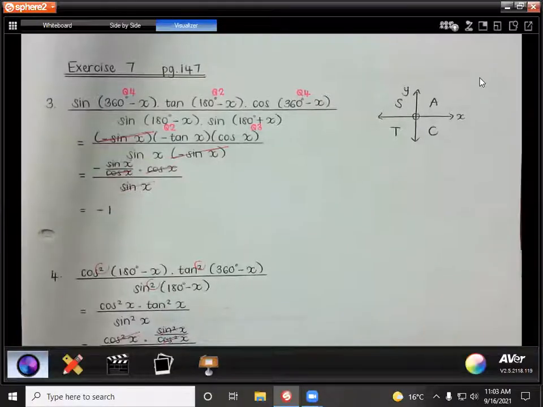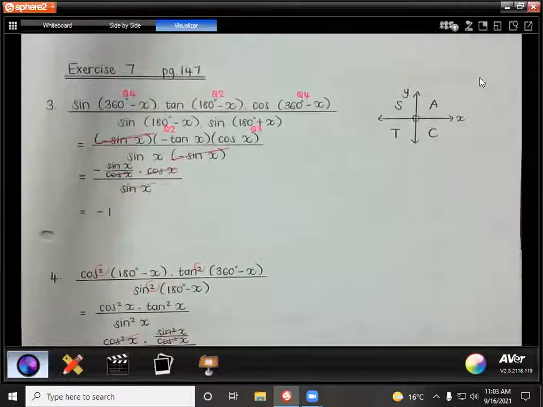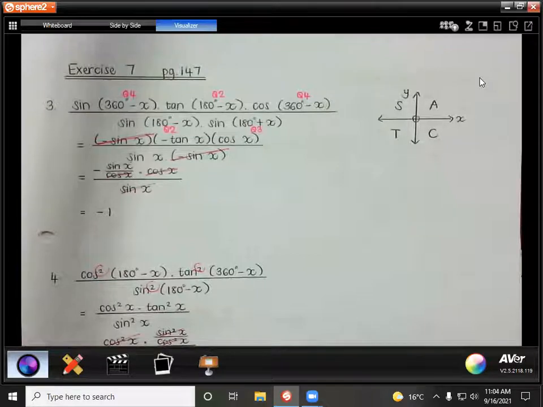Okay, so the answer to number 3, you can see there is -1. Guys, it obviously depends on who's taking the thing, but there normally are quite a lot of marks for a question like this. Usually you get 1 mark for each reduction that you do. So let me just show you.